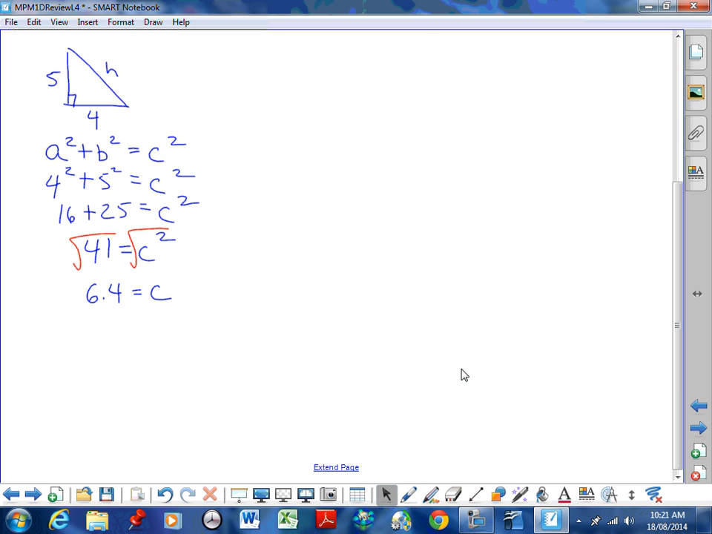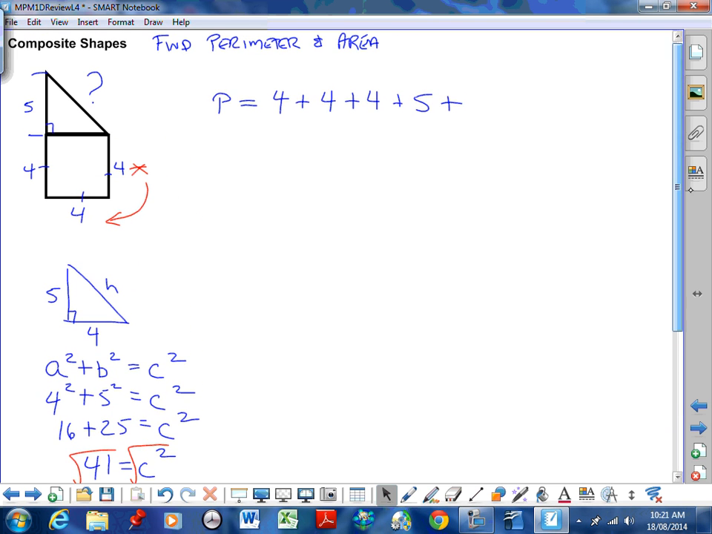So now I know the hypotenuse, so I can finish off this question here. Plus the 6.4. There we go. Now I just got to add those together. And what do we end up with? We've got 10.4, 15, 19, 23.4 units.